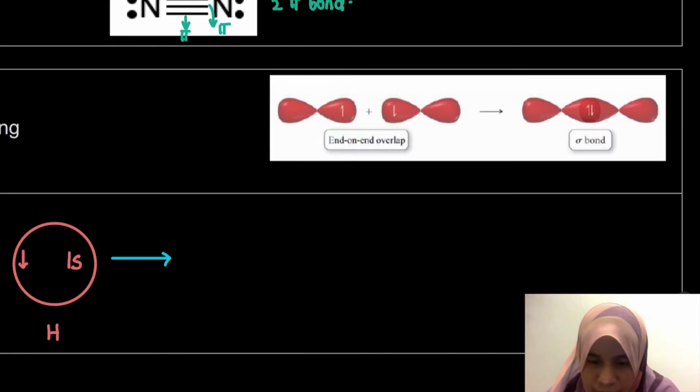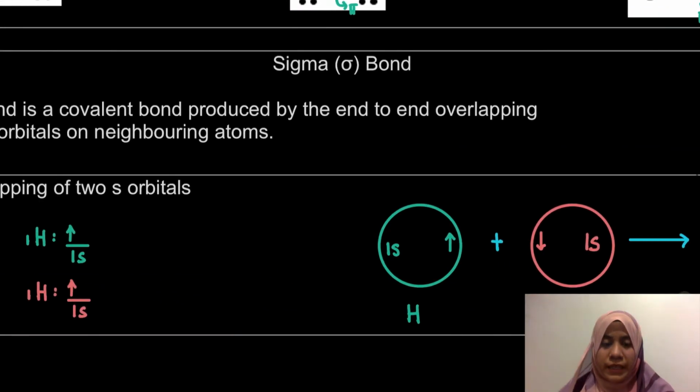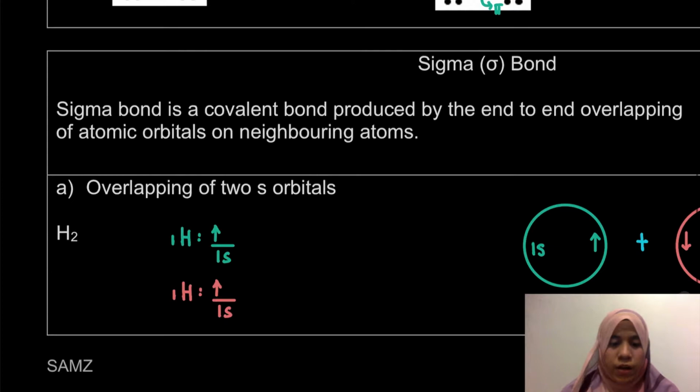Lepas tu, yang ini dia akan jadi pair up lah. So ni dapatlah jadi 2 electrons tu. So this is what we call sigma bond. Okay, so first possibility yang kita boleh form is actually overlapping of 2 of our s orbital.